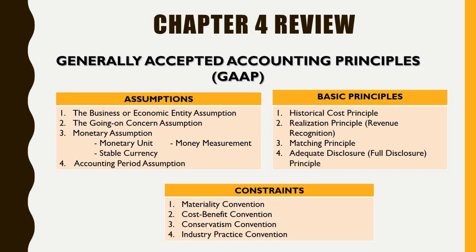So what I'm going to do is only test you on the first 8: your accounting assumptions and your principles. Now, that doesn't mean you shouldn't stray away. Just know that your constraints and conventions exist. Make sure you know that they exist and have a rough idea of what they are.